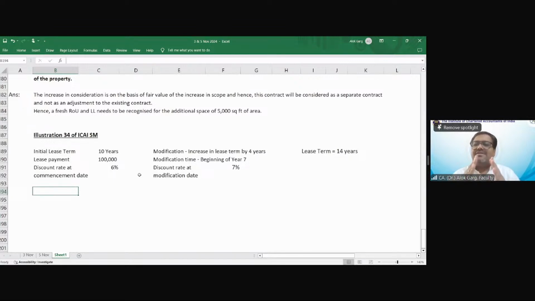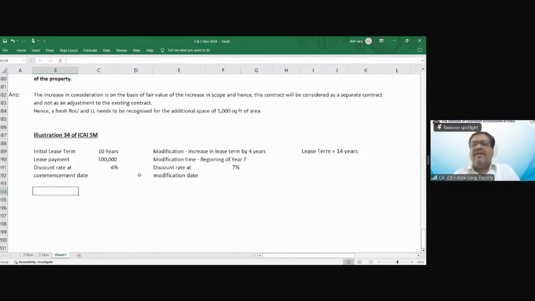The lease term has been extended from 10 years to 14 years, right? Initially, when the ROU and lease liability were capitalized, the lease payment for 10 years would have been considered. Now the lease term becomes 14 years, so now you need to consider 14-year lease payment, right? So whether my ROU and lease liability would be higher or the same? Higher.